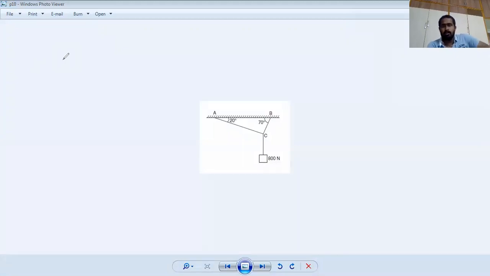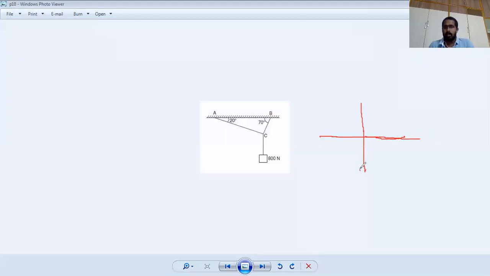What can we do? What is the first step to solve this problem? We take parallel and perpendicular lines, sir. So, draw the coordinate system. This is the coordinate system.